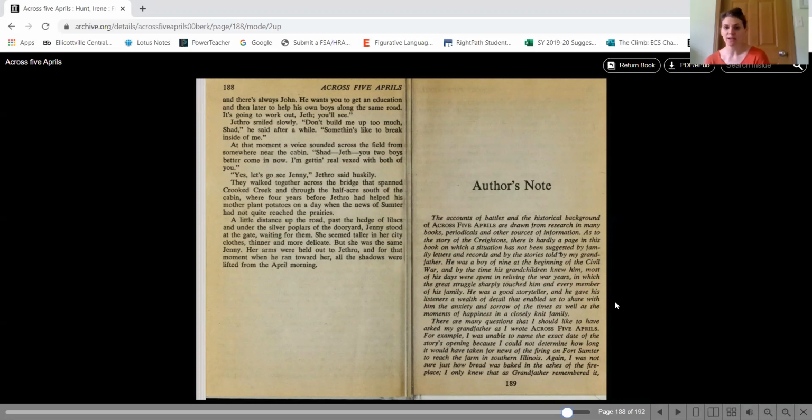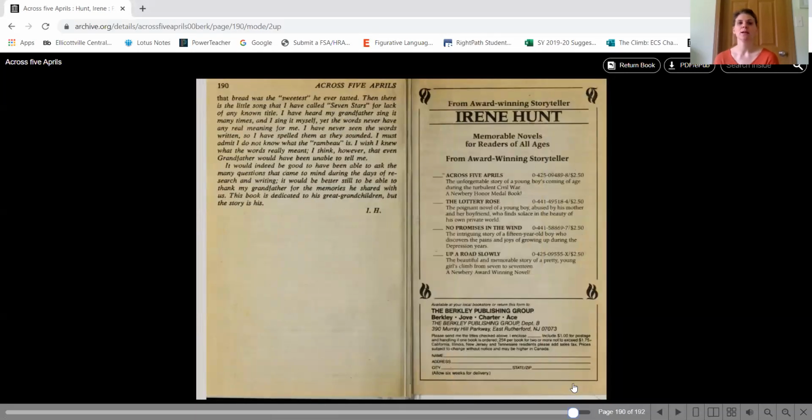There are many questions that I should like to have asked my grandfather as I wrote Across Five Aprils. For example, I was unable to name the exact date of the story's opening because I could not determine how long it would have taken for news of the firing on Fort Sumter to reach the farm in southern Illinois. Again, I was not sure just how bread was baked in the ashes of the fireplace. I only knew that his grandfather remembered it, that bread was the sweetest he ever tasted.